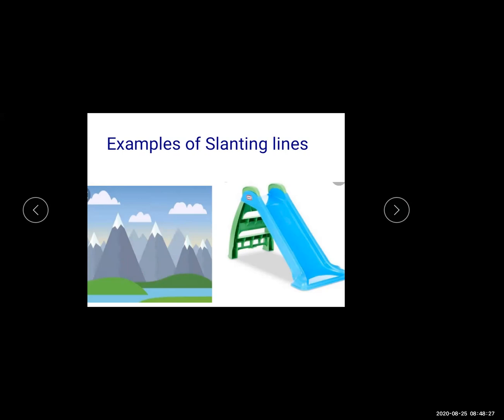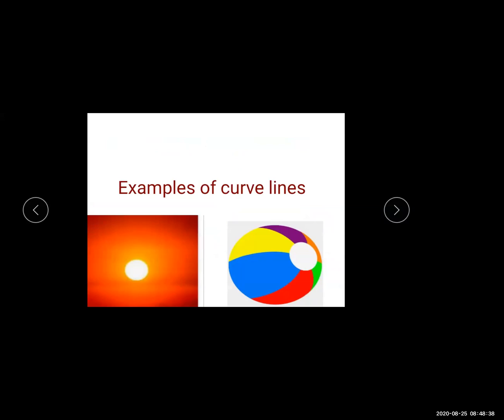When we draw so much slanting line, it also becomes zigzag lines. And these are the examples of slanting lines. And now see, in first slide we have seen that curve shape is used to draw a circle. So the ball and the sun are the examples of curve shape. Okay. Now we will move forward to see more about these shapes.